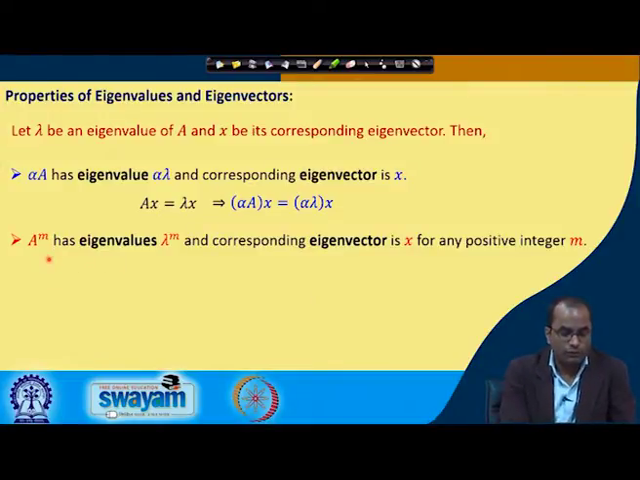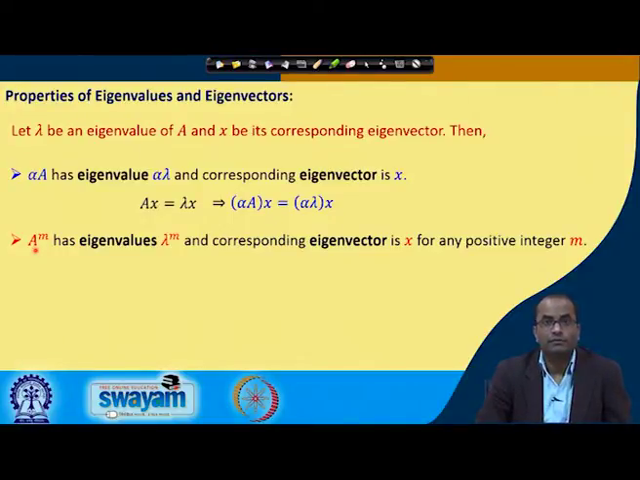So, another property of the eigenvalues and eigenvectors: A power m, where we are multiplying A m times, has eigenvalues lambda power m and the corresponding eigenvector is x again, for any positive integer m. So, if we have for instance A square, its eigenvalue will be just lambda square with the same eigenvector as A has.